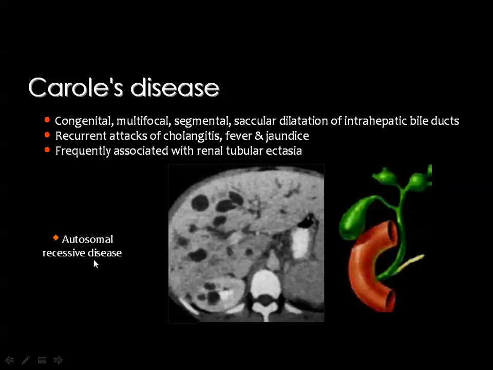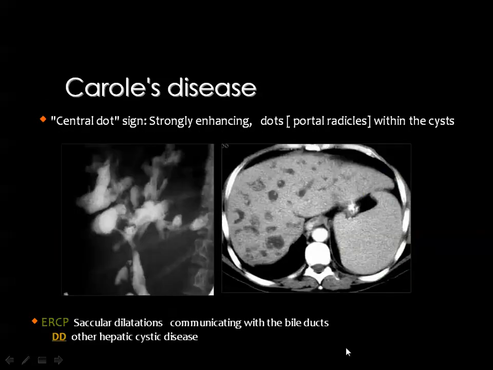This is an autosomal recessive disease and may lead to recurrent attacks of cholangitis, fever, and jaundice. And whenever you have imaging of the patient by CT, and you see this classic appearance, which is known as the central dot sign, the central dot sign represents the portal venous radical within the cystically dilated biliary radicals. And you see here that there are multiple cystic dilatations of the bile ducts.